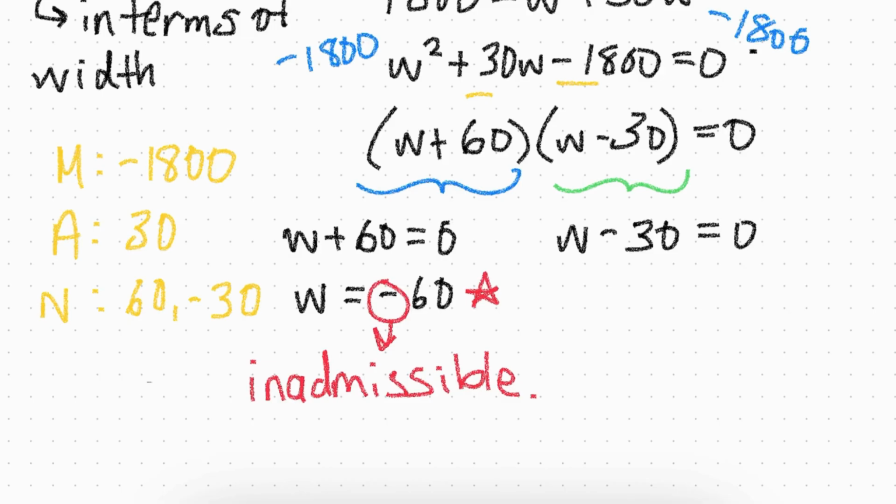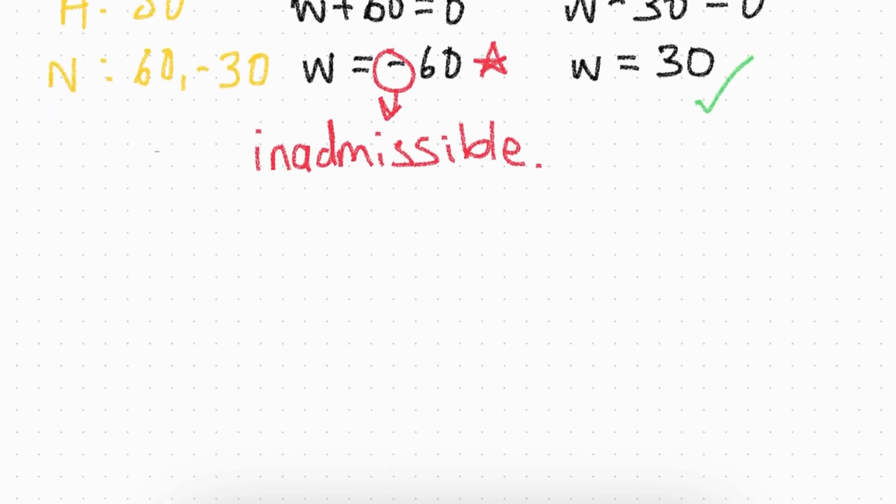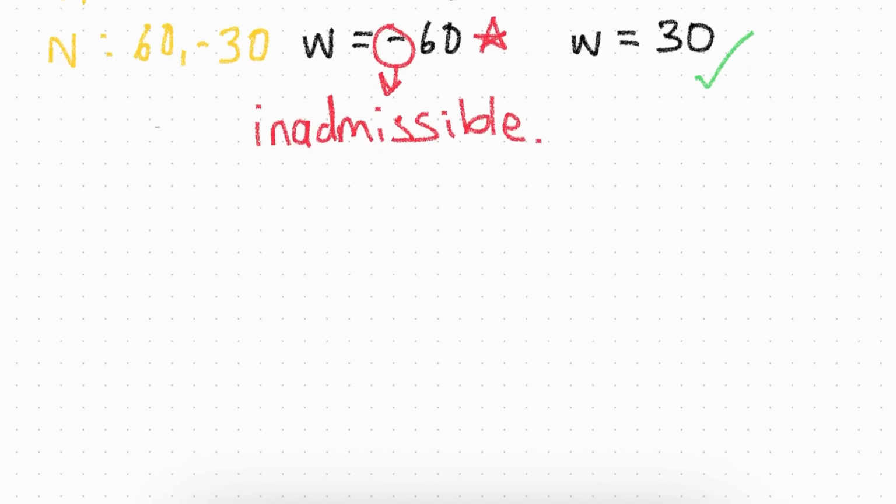For our next factor, we're going to set that equal to 0 and solve for W. So W minus 30 equals 0. W equals positive 30. And this solution checks out, or it makes sense. We have a positive measurement, we have a positive answer. So we've found out what W is, or the width.